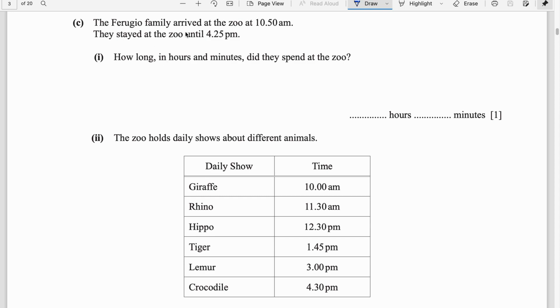C part. The Frugo family arrived at the zoo at 10:50 a.m. They stayed at the zoo until 4:25 p.m. How long in hours and minutes did they spend at the zoo? So there are 2 ways you can do it, from 10:50 to 12 and then from 12 to 4:25. So this is basically 1 hour and 10 minutes. This is 4:25. So just add them, 4:25 and 1:10. This is 5:35. So they spent 5 hours and 35 minutes.